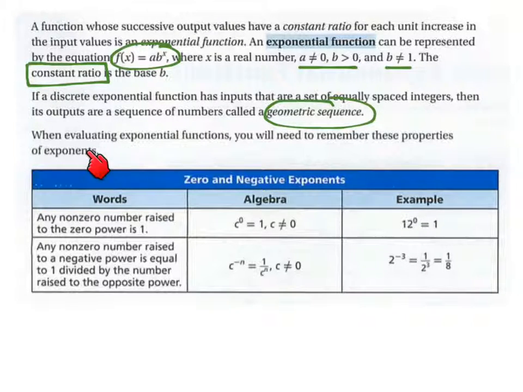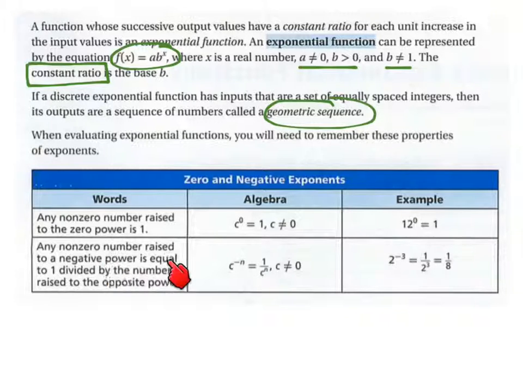And of course, when evaluating, your exponents come up. Exponents aren't going away, right? So if we look at this table, any non-zero number raised to the 0 power is going to be 1. So c to the power of 0 is going to be 1 as long as c isn't 0. For example, 12 to the power of 0 is 1.